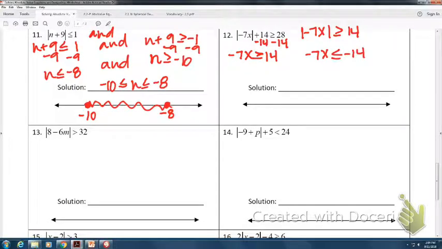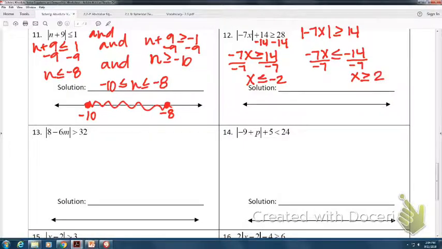Tricky. What happens when I divide by a negative? You flip the sign. When you divide by a negative, don't forget to flip your sign. So now I have x is less than or equal to negative 2. And then over here, x is greater than or equal to 2.